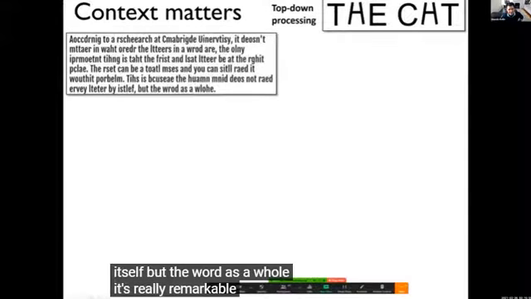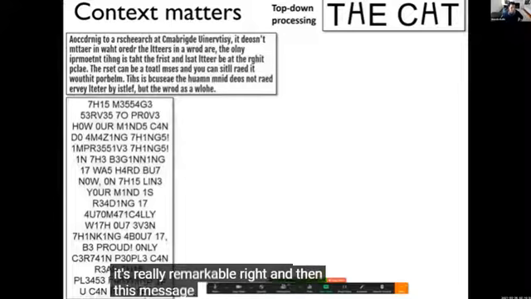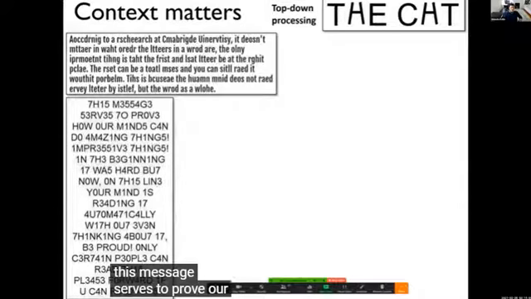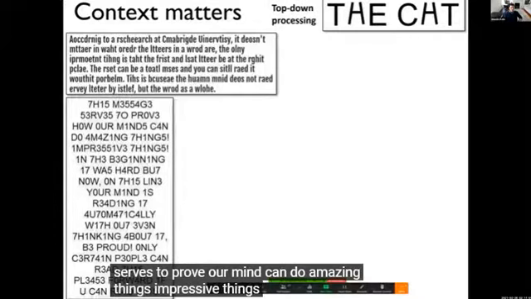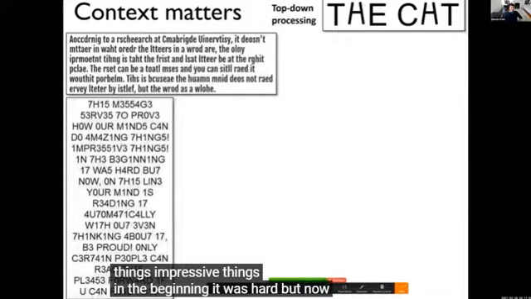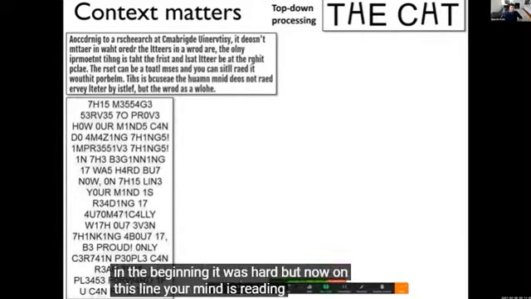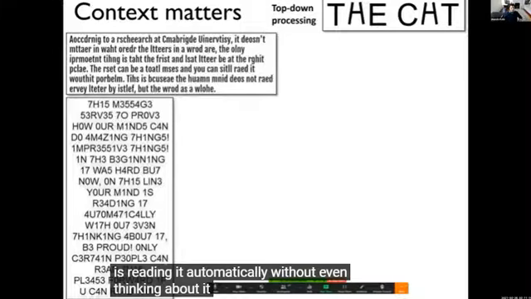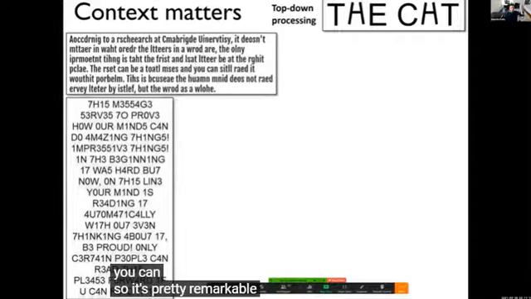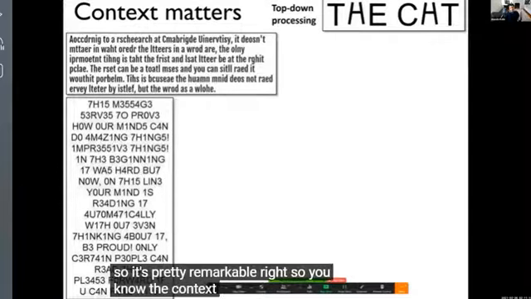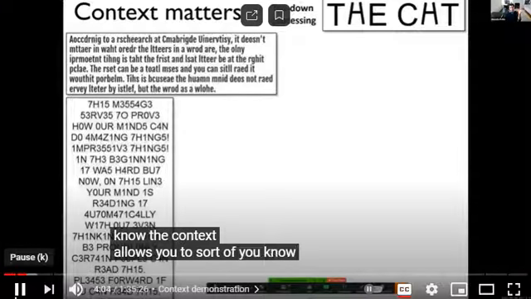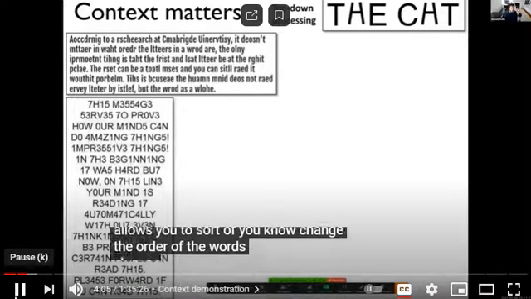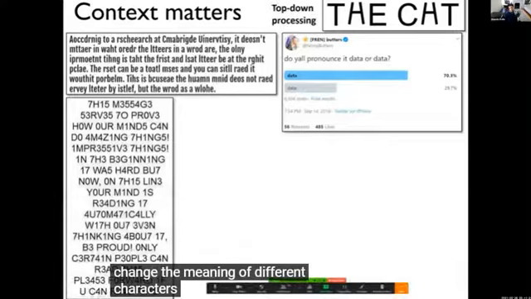It's pretty remarkable, right? And then this message serves to prove how our mind can do amazing things, impressive things. In the beginning, it was hard, but now on this line, your mind is reading it automatically without even thinking about it. Be proud. Only certain people can read this. Please forward if you can. So it's pretty remarkable, right? So the context allows you to sort of change the order of the words, change the meaning of different characters.